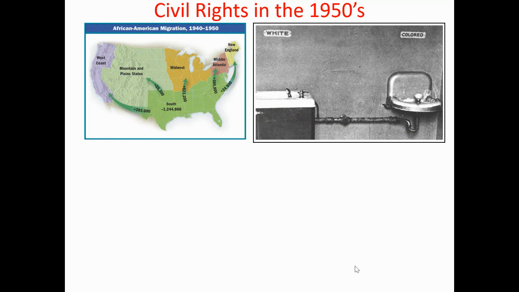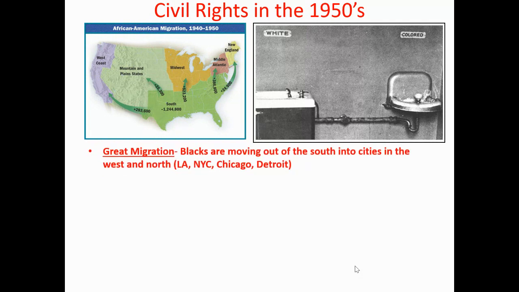Now, civil rights in the 1950s. What is going to be something that's going to help jumpstart the civil rights movement? Well, keep this in mind. You have the Great Migration. Blacks are moving out of the South into cities in the West and the North. In World War One, it was Chicago, Detroit, New York City. In World War Two, it was on the West Coast, cities like Los Angeles and Oakland.